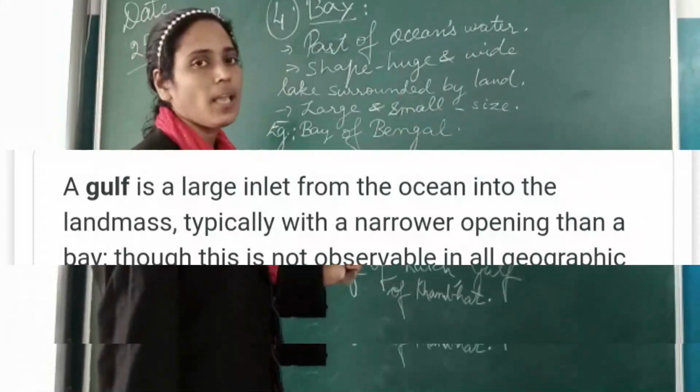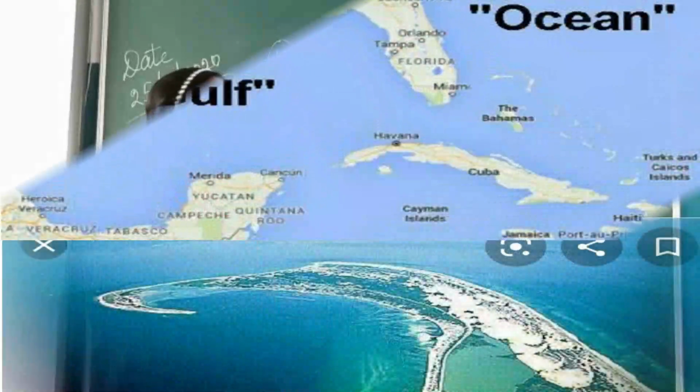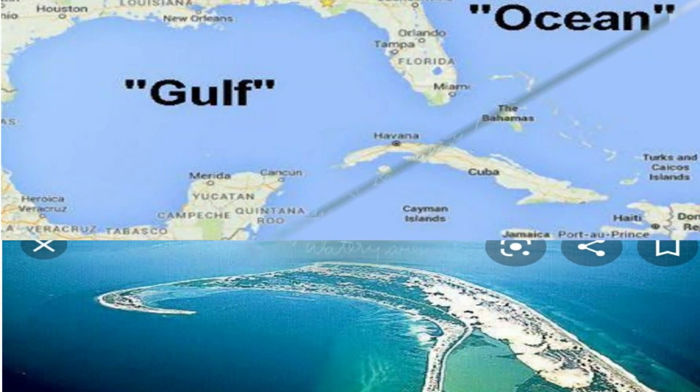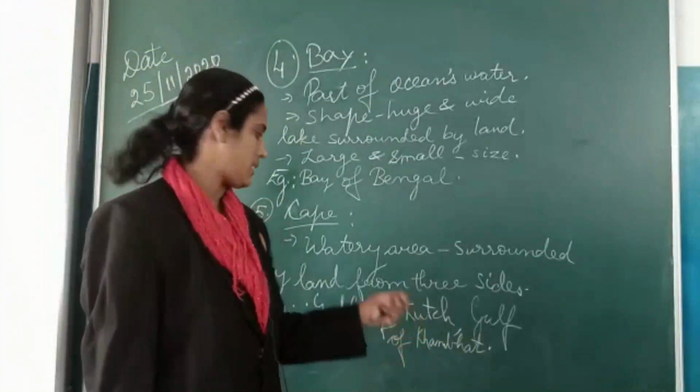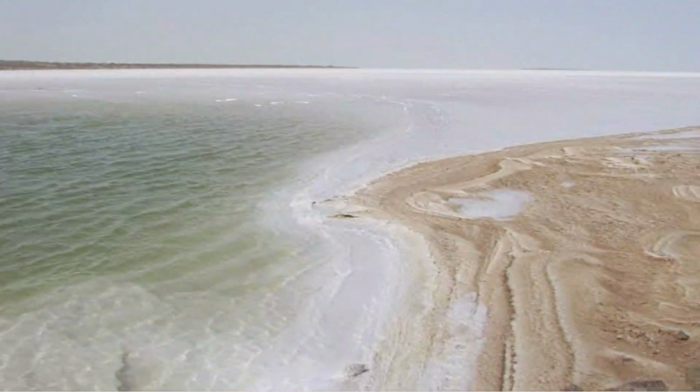Next, the fifth one is cape. What is a cape? A watery area surrounded by land on three sides is known as a cape. Example, the Gulf of Kutch and the Gulf of Khambat are the best examples.